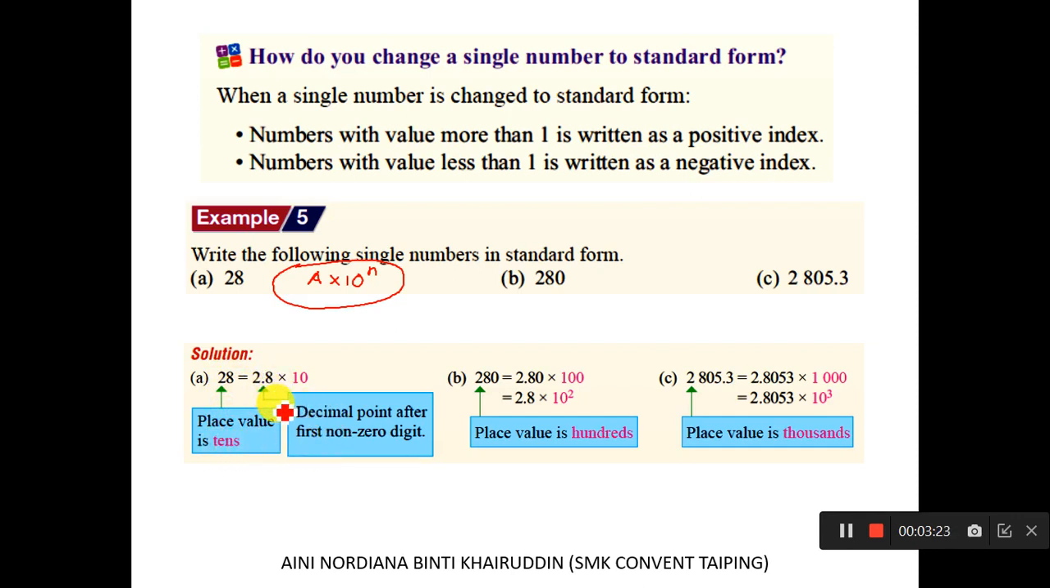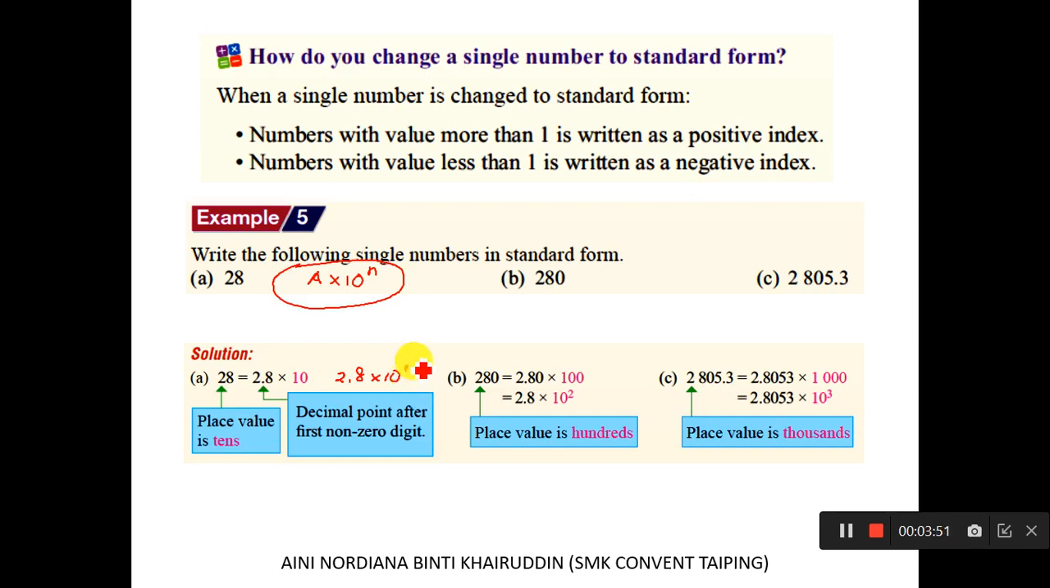So we have to change to 2.8 times 10. Decimal point of the first non-zero digit. So if we want to write in the form of this, it becomes 2.8 times 10 to the power of 1. Okay.